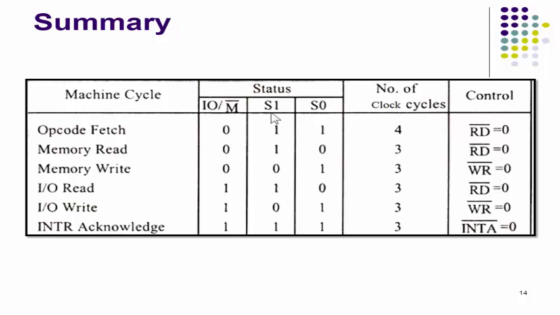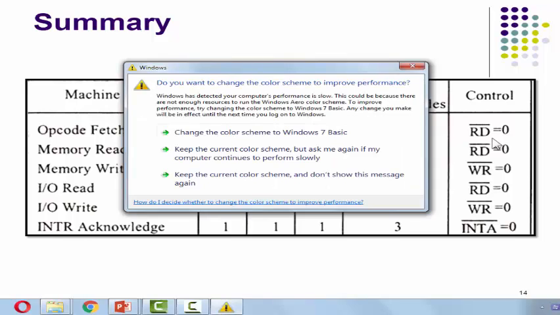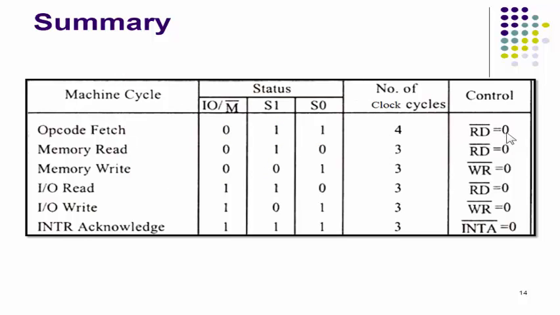So this is the summary of the machine cycles. In this table are the various signals, number of clock cycles and control signals which are mainly observed during the machine cycles. In the opcode fetch cycle, IO/M bar you will find 0. Status signals S1 and S0 are both 1. The number of T states or clock cycles required is 4, and the control signal read bar is made low by the 8085 microprocessor. So RD bar equals 0.